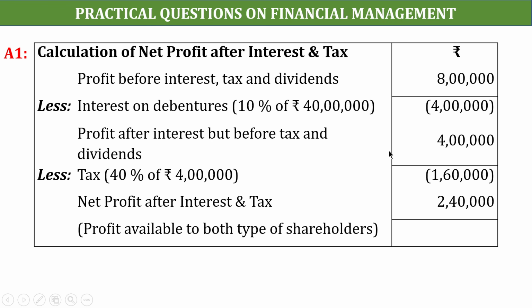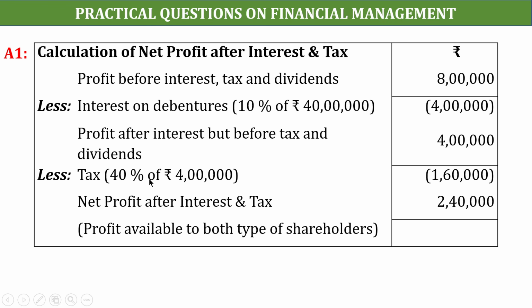Here you can see how this has been calculated. We have been given profit before interest, tax and dividend, that is rupees 8 lakh. From this profit, first we have to deduct interest on the debentures of rupees 40 lakh, and the rate of interest is 10%. So we will deduct 4 lakh rupees from 8 lakh, and the profit available after interest but before tax will be rupees 4 lakh.